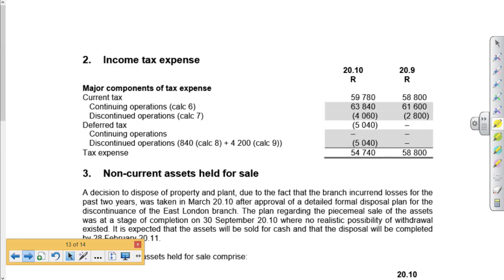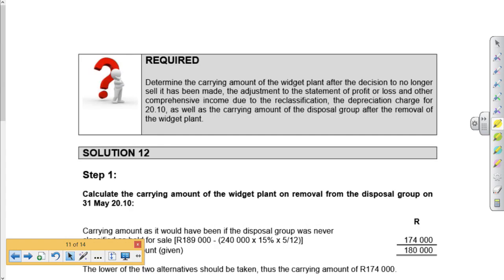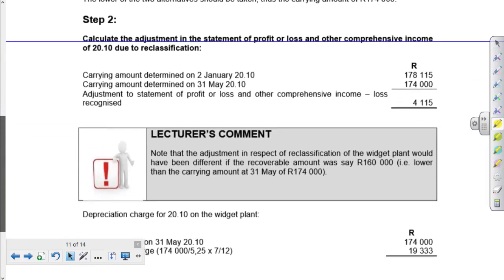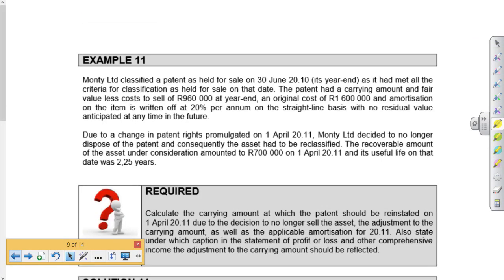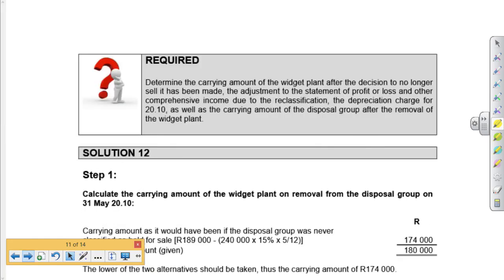No, I don't want that one. I think it's this one. No, it probably was that one.